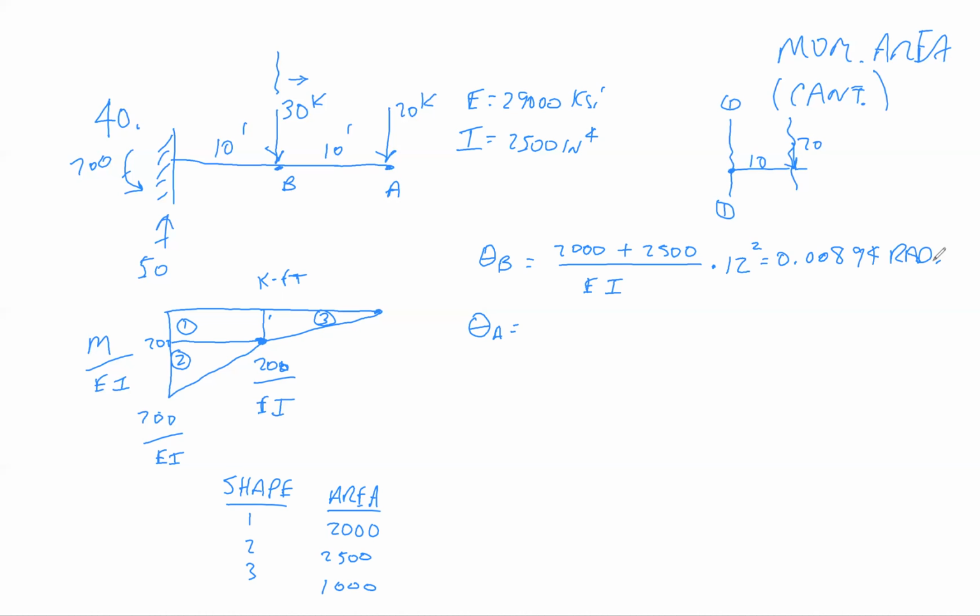All right, now let's look at out to A. Out to A, we've got the 2,000, the 2,500, and then we've also got shape 3, which is 1,000, and that's all over EI and all times 12 squared. So when you do that, that's 5,500 divided by 29,000, divided by 2,500, times 144. For that answer, I'd get 0.01092, and that's also in radians.